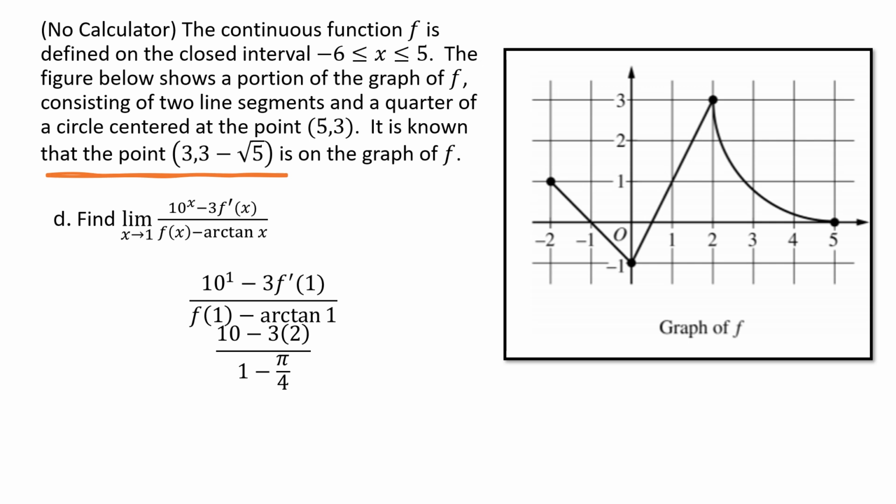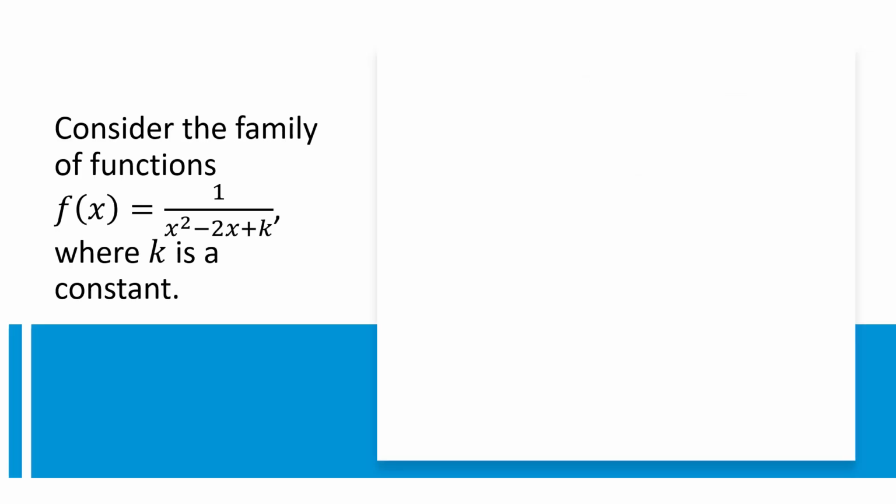Simplifying that out, I get 10 minus 3 f prime of 1, which is 2 because the slope at 1 is 2. Over f of 1, which is 1 per the graph, and then we know arctan of 1 from pre-calc is pi fourths. So simplifying that out, I get 10 minus 6, which is 4, over 1 minus pi over 4. And to make my answer look a little bit prettier, I multiply the numerator and the denominator by 4 to get rid of that double fraction. So I get 16 over 4 minus pi. And this one was pretty straightforward. We didn't have to do L'Hopital's or anything like that. So they only give you 1 point for your answer.